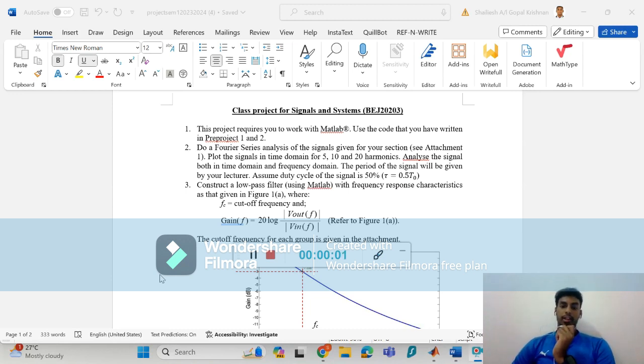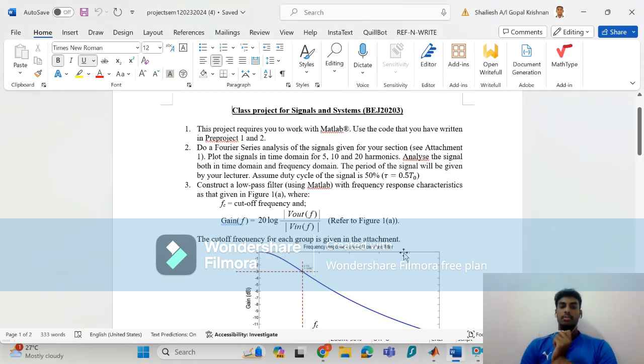Hello and good evening. My name is Sailesh Analaki Gopalakrishnan, matric number CE210068. Today, I would like to explain our project for question number 2.